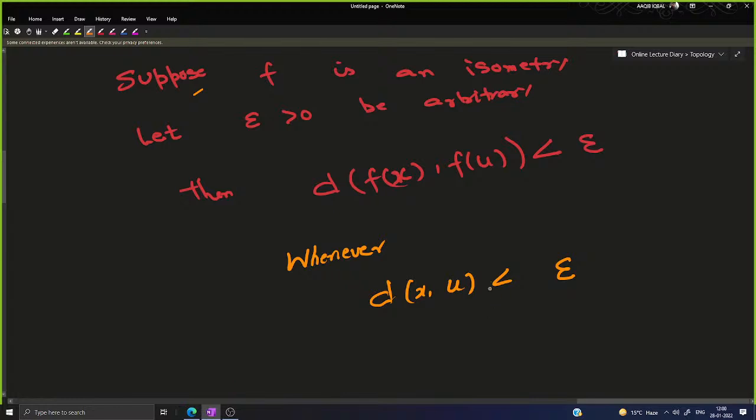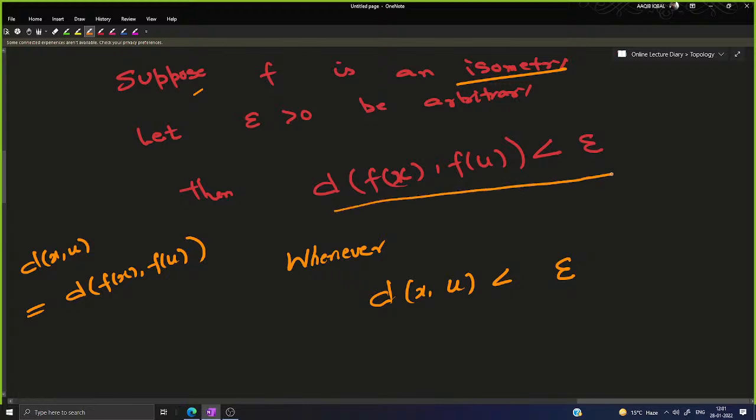Yes, sir. Because the distance between x and u is the same as the distance between f of x and f of u, because your function is an isometry. So I can say this distance is less than epsilon whenever this distance is less than epsilon. Now let's take delta to be equal to epsilon. Epsilon is positive, so delta is positive.